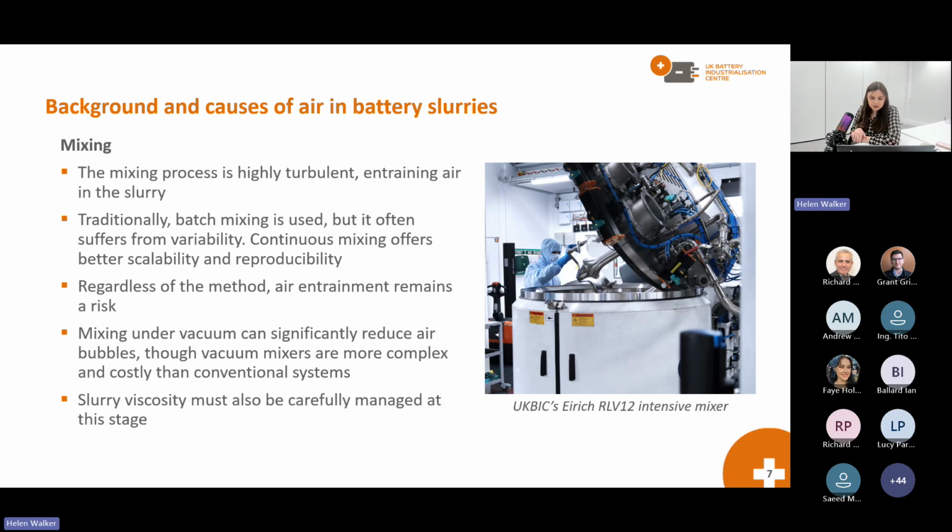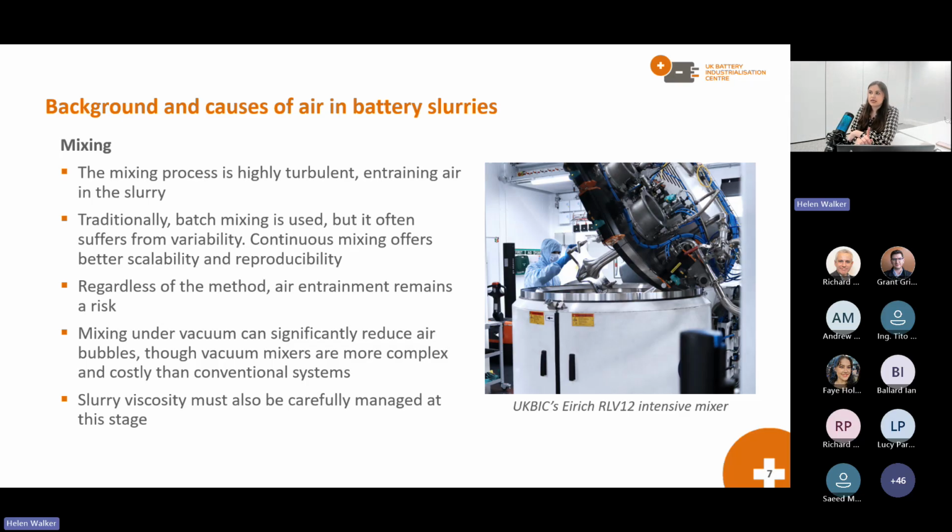We have an intensive mixing process. Now, by its nature, mixing is a turbulent process. You can imagine, by its very name, intensive mixing is even more turbulent. And so when you're doing that mix, you're entraining air into your slurry. Now, there are mixers available that allow you to mix under vacuum. These are more costly and they are more complex. At UKBIC, our mixing is not under vacuum. In hindsight, if we were to build this facility from scratch in the future, we might choose to have mixing under vacuum, but we don't, which means that we then have to go through a process of degassing.